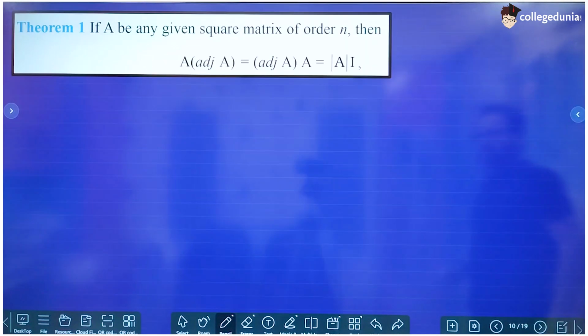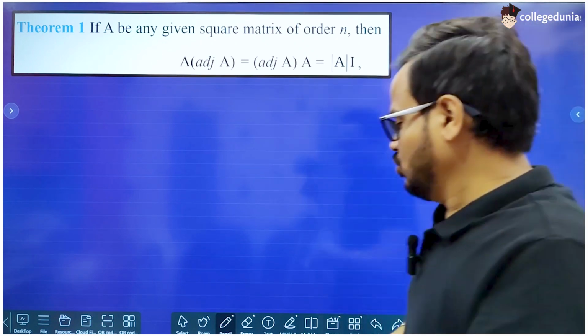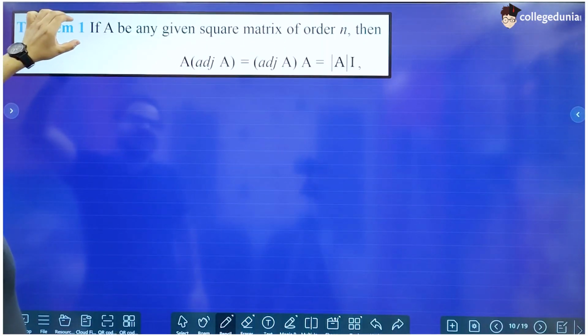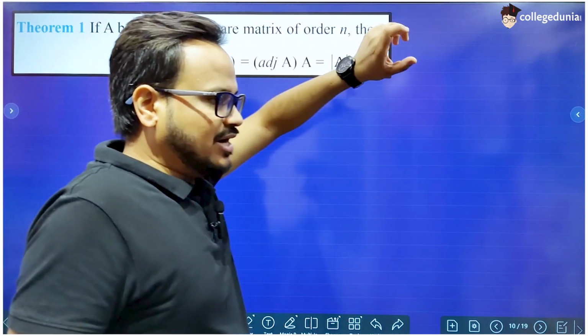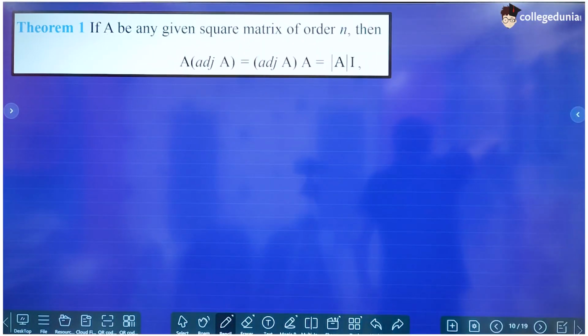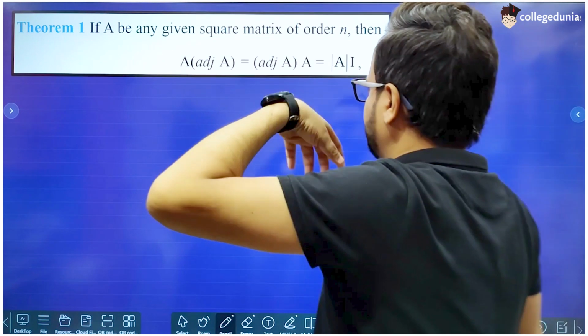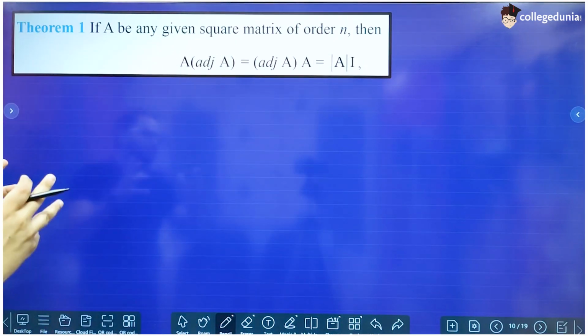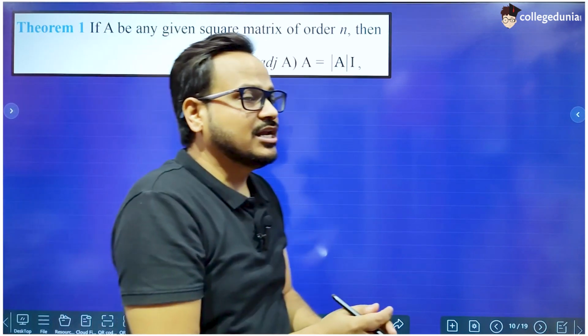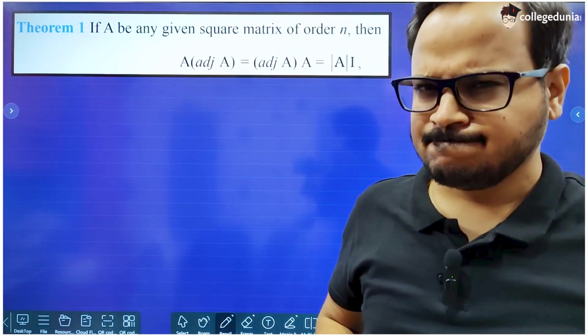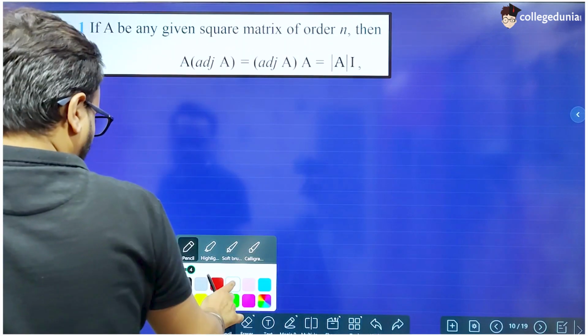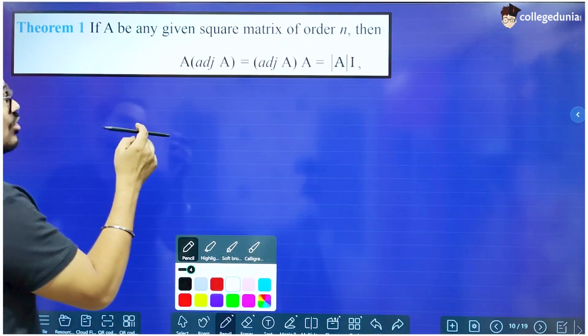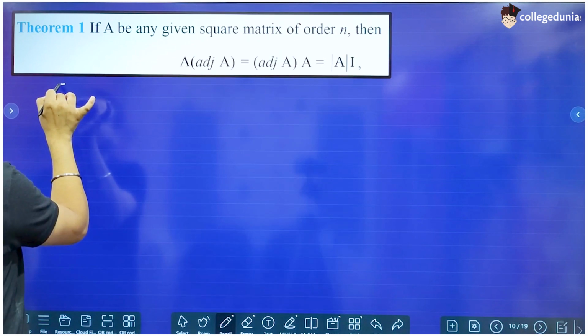So let's see some theorems. If A is any square matrix of order n, then A into adjoint A is adjoint A into A, that is always determinant A into I, where I is the identity matrix. What is the meaning of this? Let's understand this theorem using a 2 by 2 matrix.